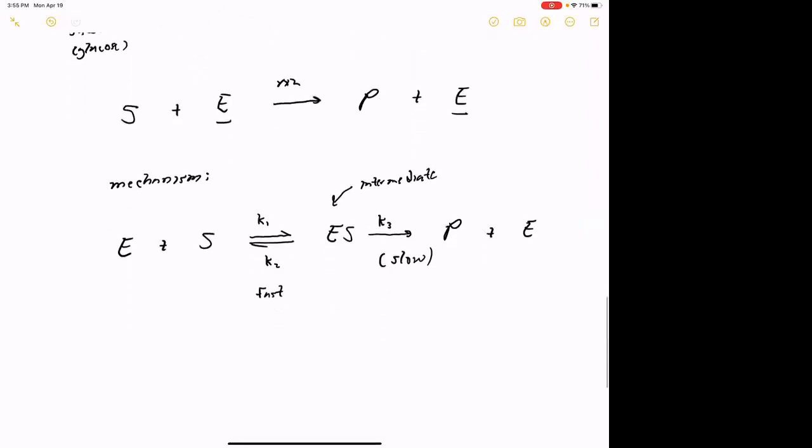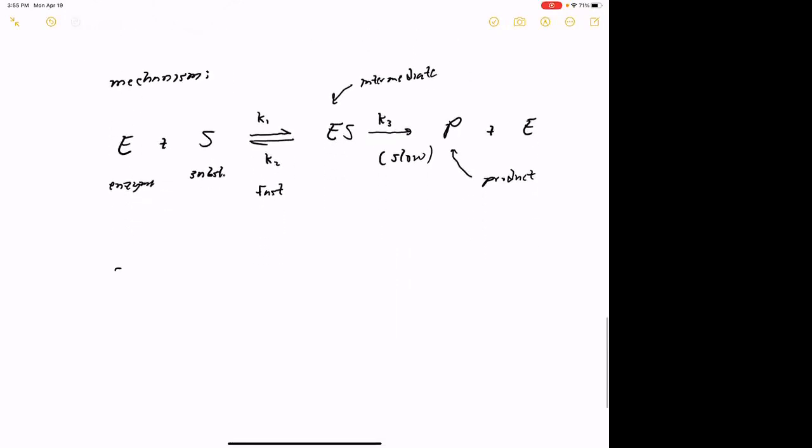And again, just to get all this straight, E is the enzyme, S is the substrate, ES is the intermediate, P is going to be the product. All right, everybody good there? So again, that's going back and reviewing a little bit of kinetics from that chapter way back when. So let's talk about our case.